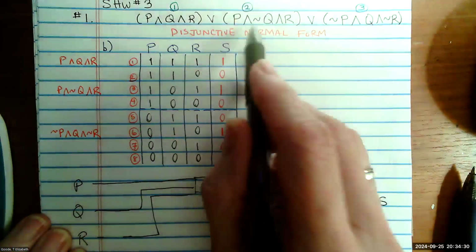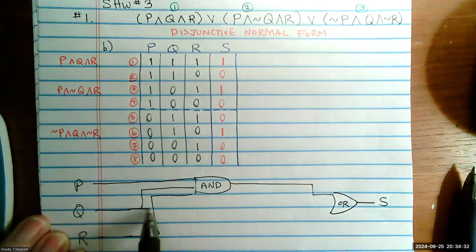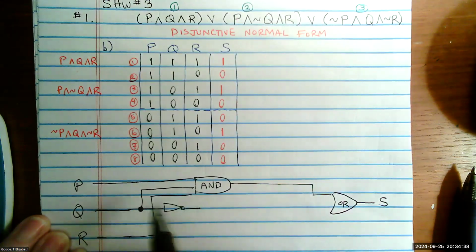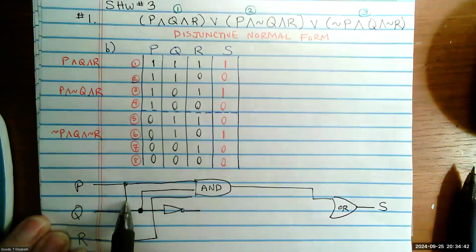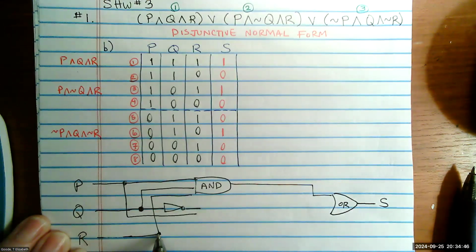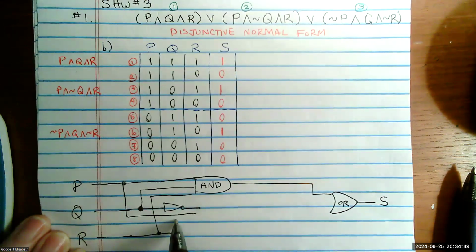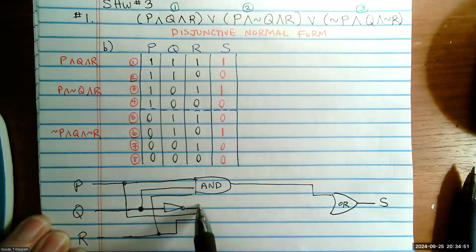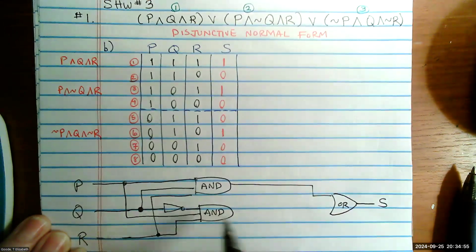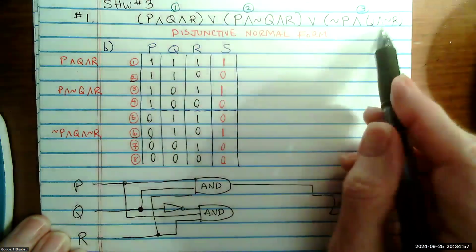Or, here we have to have a not Q. So we can run, here's a solder dot, we can run the Q through a not gate, right? But then we want P and we want R. So we can pull P down here and bring it in here. And we can bring from this R. And that's situation 2. And finally, for situation 3, we need a not P and a not R.